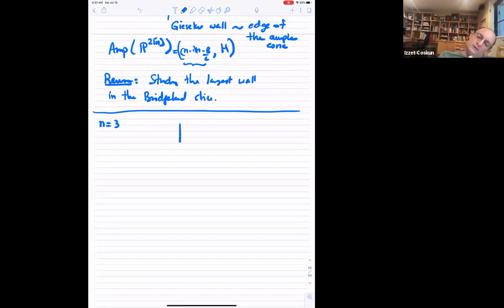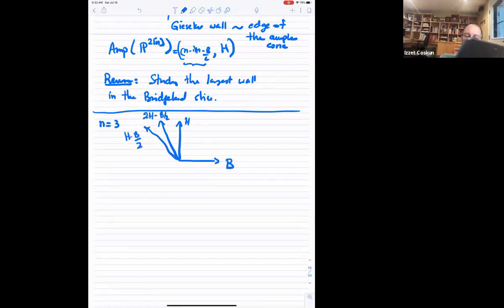So at n equals 3, we have here again H and B, right? And then here there are 2 things. First, there is 2H minus B over 2. And here there is H minus B over 2. So let me remind you what these things are. Let's maybe change the color. So here is my ample cone.